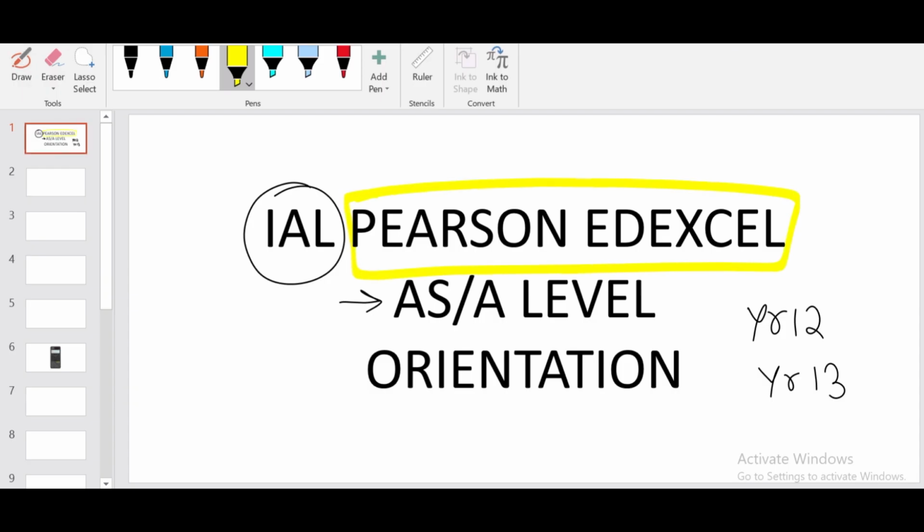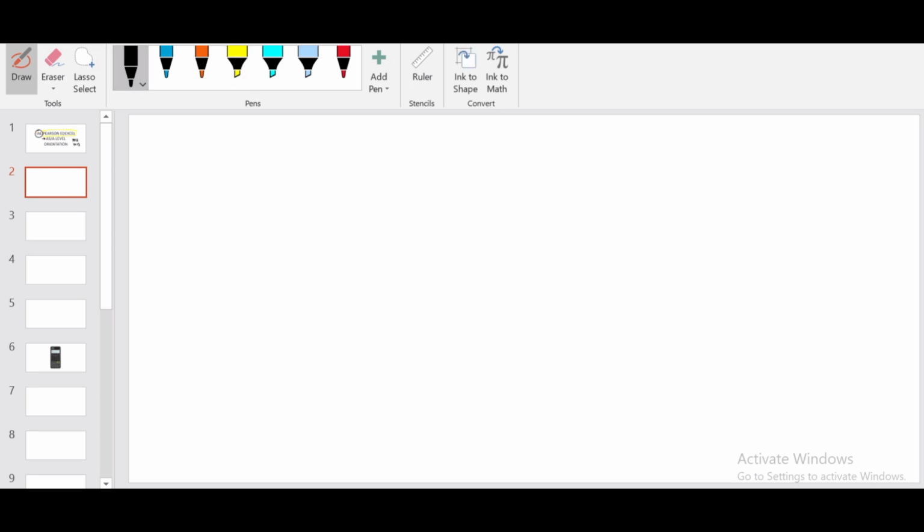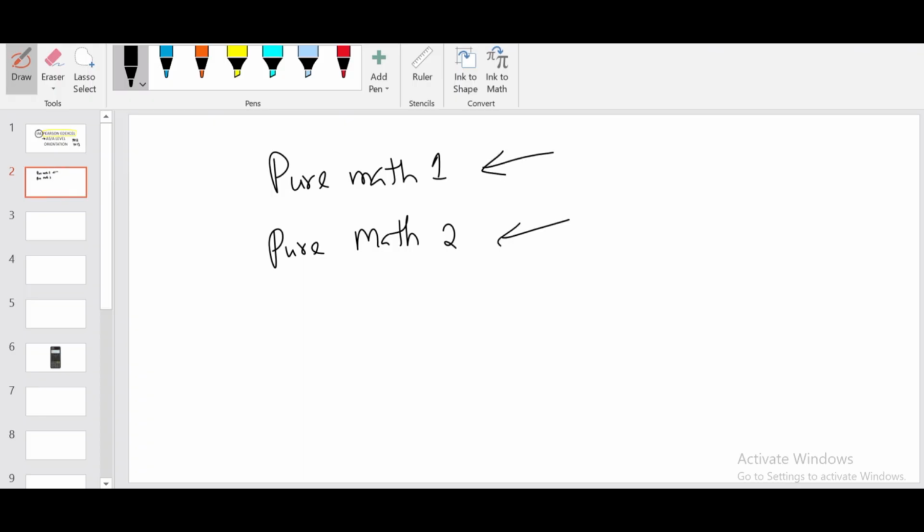Now, here in AS level, you have two compulsory components: Pure Math 1 and Pure Math 2. This is one component, this is another component. The third component is you have Statistics 1 or Mechanics 1. You can choose either one of these. So you need to take 3 components.